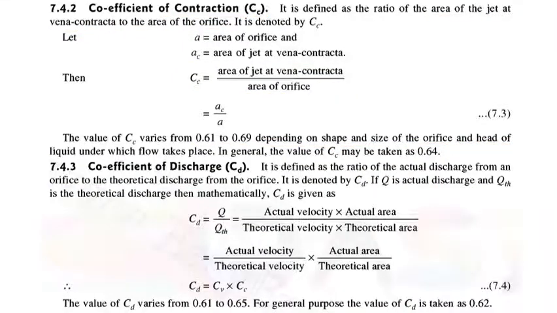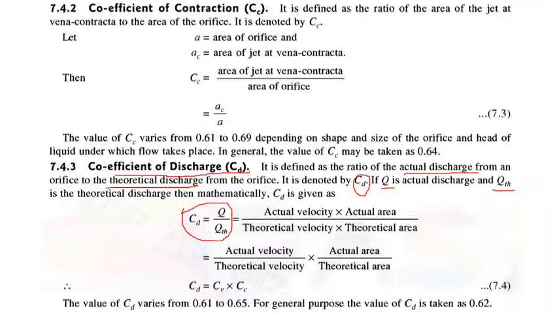Next, we have the coefficient of discharge, which is Cd. It is defined as the ratio of the actual discharge from an orifice to the theoretical discharge from the orifice. So actual discharge divided by theoretical discharge. It is denoted by Cd. So actual discharge is Q and theoretical discharge is Qth. So Cd is equal to Q by Qth.